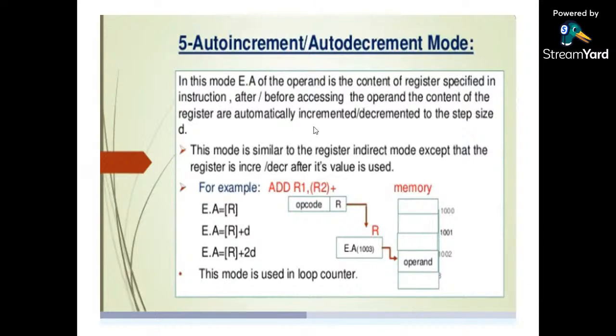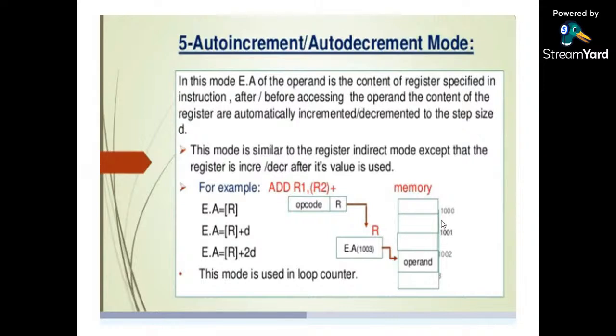One variable is present in R1. Okay, so R1 is there. Next is R2, but R2 is specified in the parenthesis. That means that the second value which is required for addition operation is not present in R2. In fact, the address of the value which is required for addition is present in R2. So we'll go to the R2 register. From the R2 register we will fetch one value, and that value is the address where the particular data is stored. We'll go to that particular memory location and we'll fetch the data.